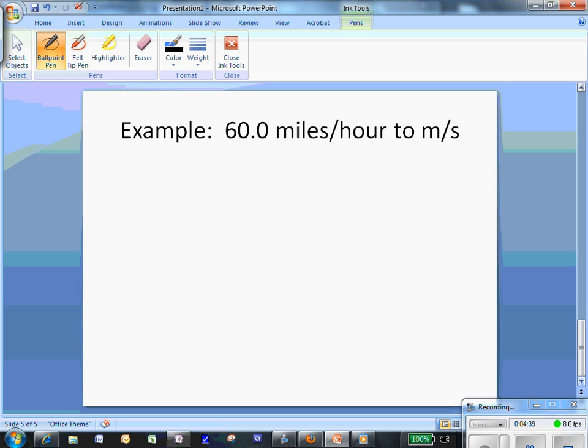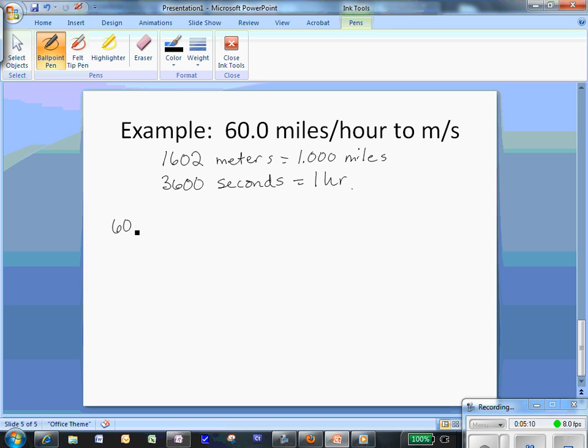Let's do one more example. I want to convert 60 miles per hour to meters per second. First, I need to know some conversion factors. There are 1,602 meters in 1.000 miles. And there are 3,600 seconds in 1 hour, or 60 times 60 is 3,600 seconds in 1 hour. So in doing this conversion of miles per hour, I can actually do it all in one line.